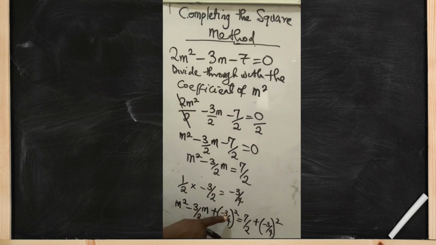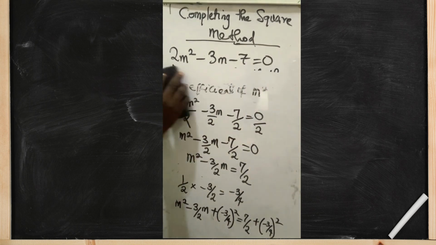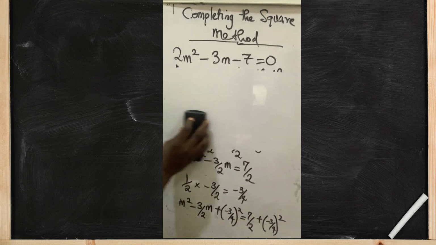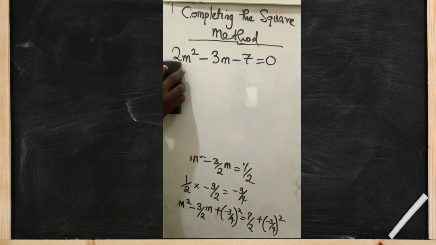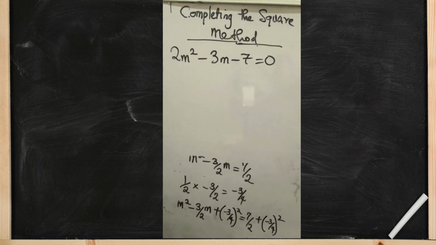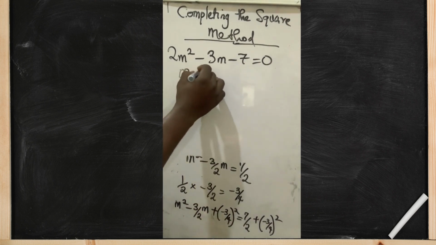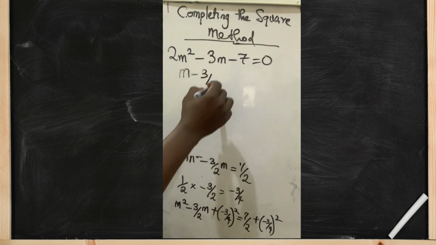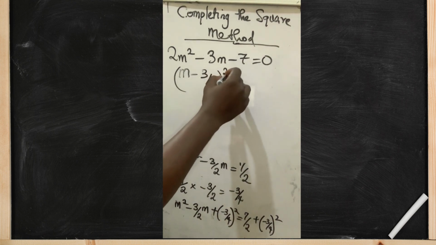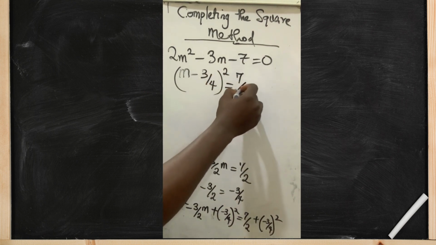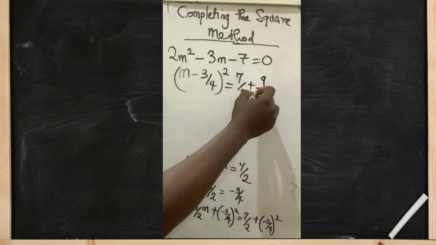Now here it is evident based on the examples that I've given before that from this question you can easily deduce that this and this will form a perfect square. Then the perfect square will be m minus 3 over 4 square equals 7 over 2 plus 9 over 16.